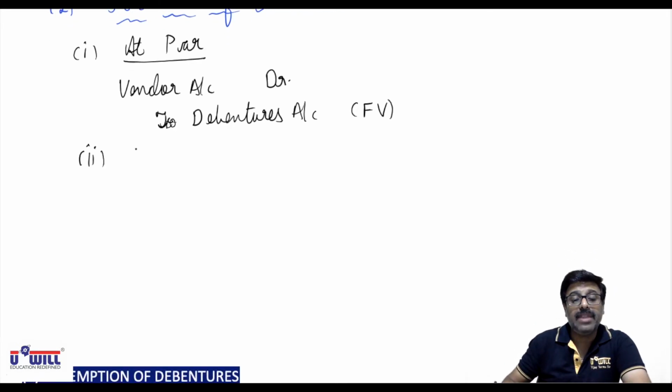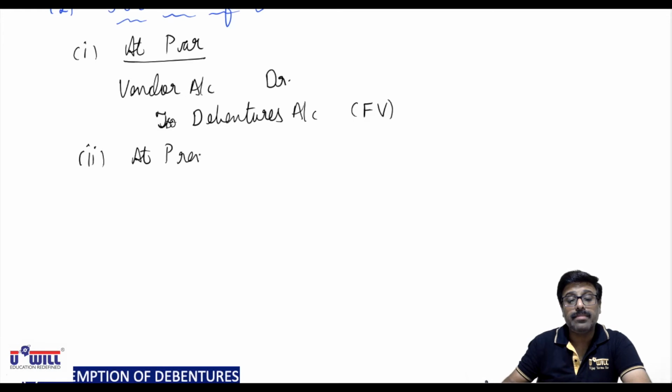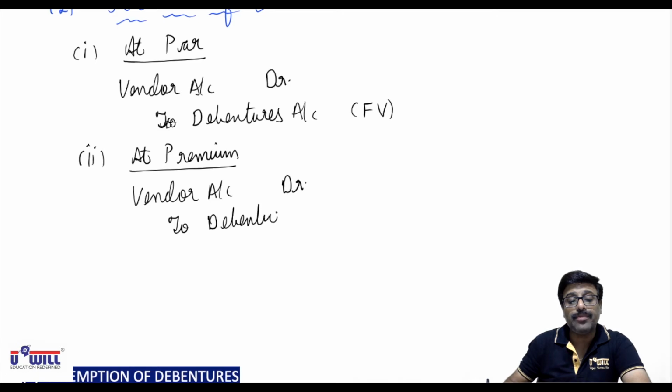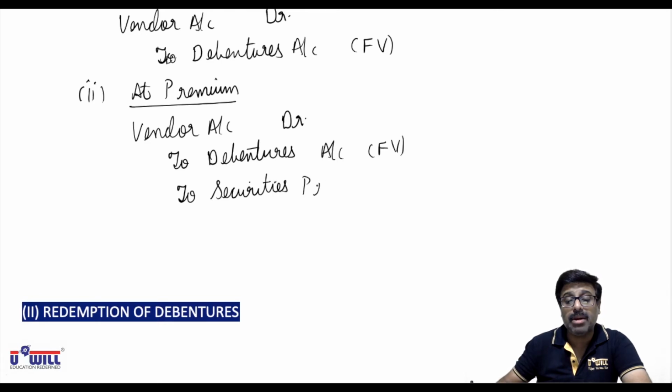Second, if debentures are issued at premium, then the vendor is the receiver, debit the receiver, vendor account debit. Debentures are payable, credit the payables, to debentures account, always with face value. As we have discussed, always with face value. And here premium is our capital profit, credit all incomes and gains, so to securities premium account with the amount of premium.